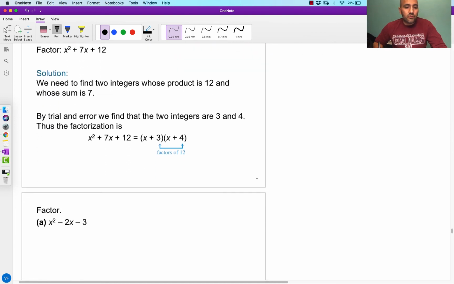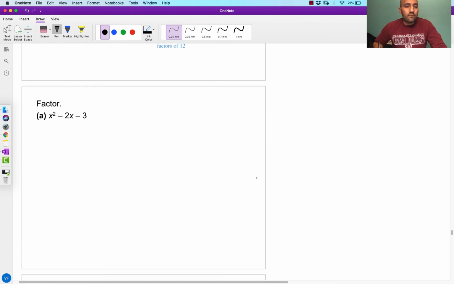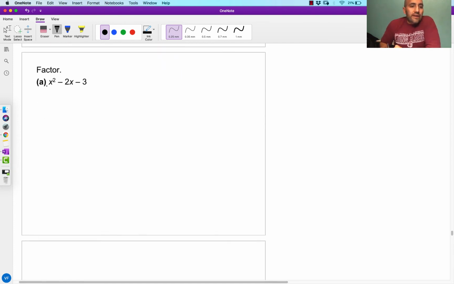Okay, so that's the solution. Let's factor one more. Okay, it fits the pattern. We have x squared plus bx plus c, right? So we have something squared minus a constant x minus the other value of c. So for us, the role of b is equal to -2. Be careful with the signs. And the role of c is being played by -3.